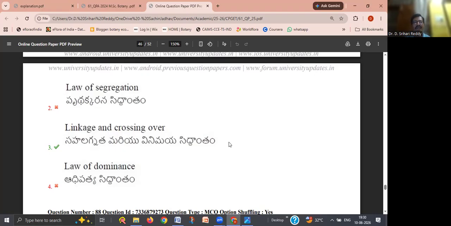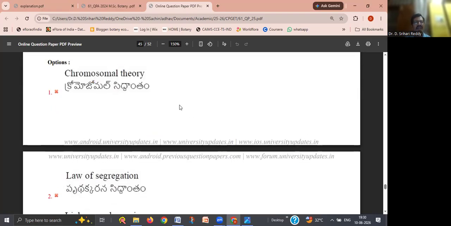Okay, and here, chromosomal theory. Who proposed chromosomal theory? Sutton and Boveri proposed chromosomal theory. You have to remember who proposed chromosomal theory: Sutton and Boveri.